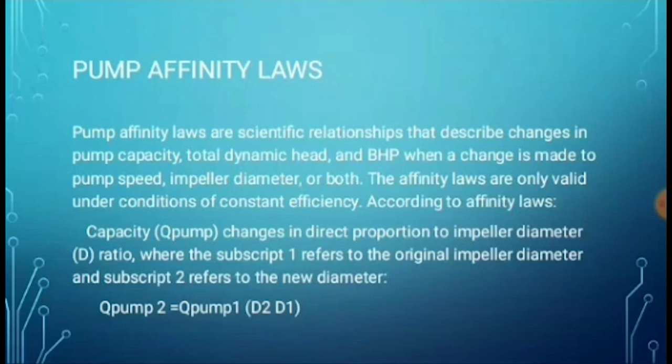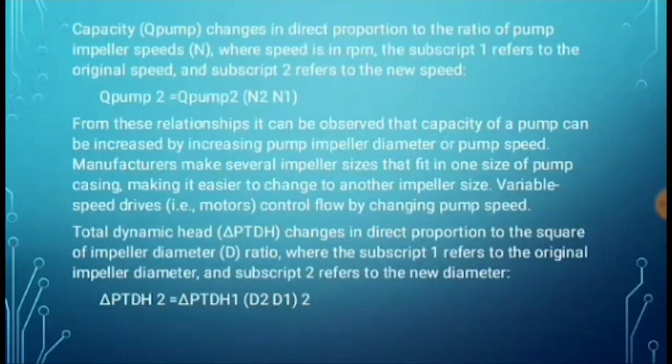Capacity 1. Capacity changes in direct proportion to the impeller diameter ratio, where the subscript 1 refers to the original impeller diameter and subscript 2 refers to the new diameter. Capacity 2. Capacity changes in direct proportion to the ratio of the pump impeller speed, where speed is in RPM. The subscript 1 refers to the original speed and subscript 2 refers to the new speed.